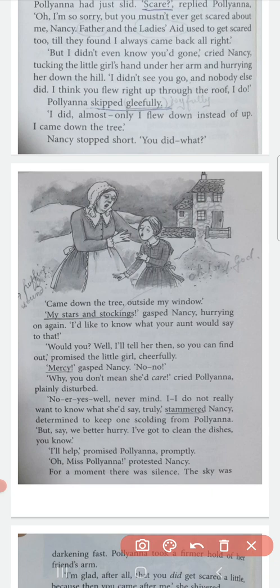In the beginning we have read two adjectives about Aunt Polly. One is unfriendly and the other is that she is a stern lady.